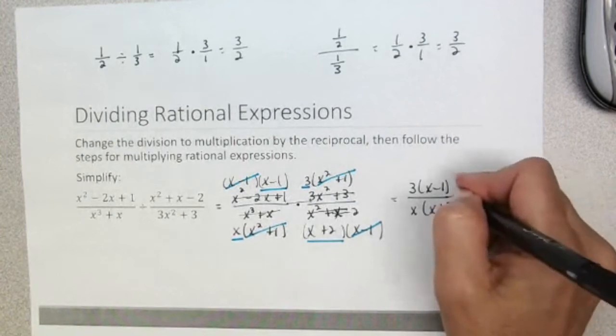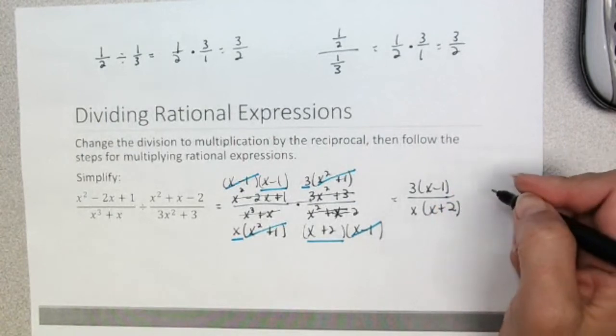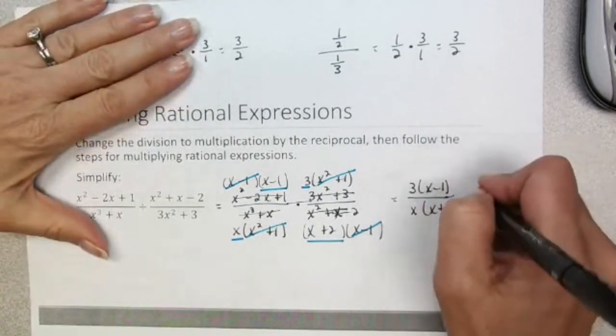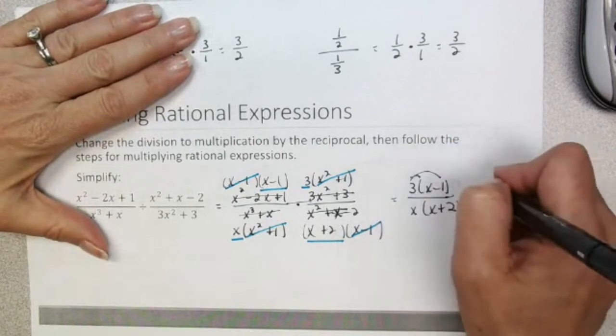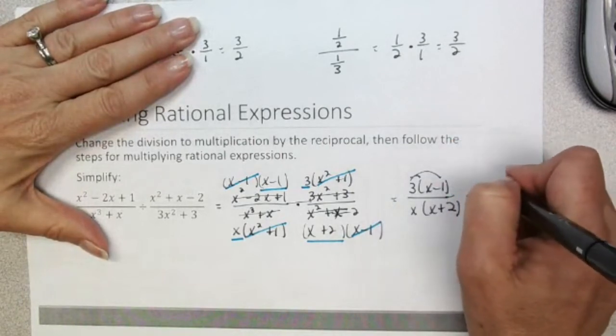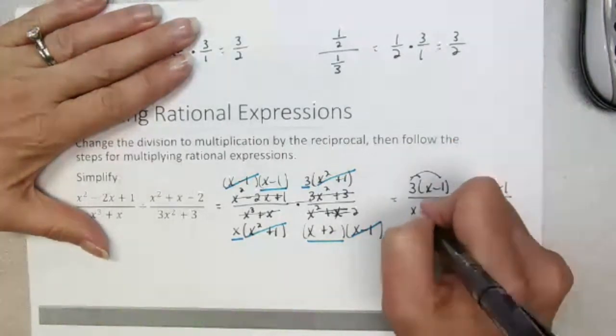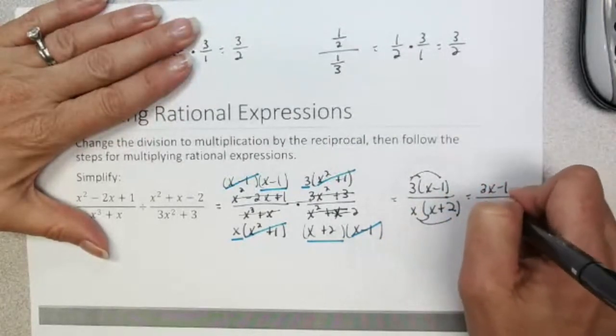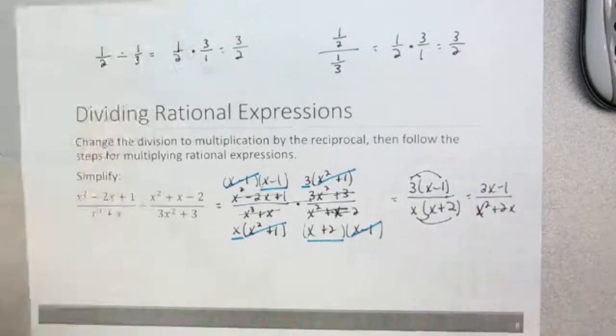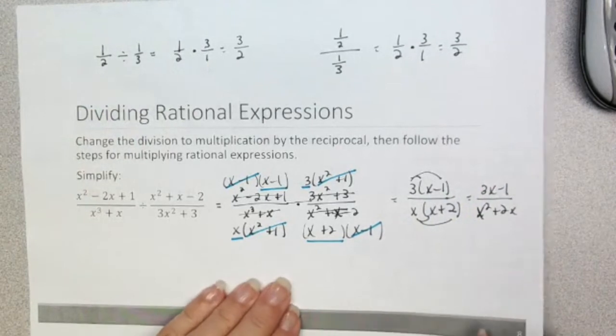Now, I don't mind if you leave that in the factored form there. I think my open math accepts those answers, but if you wanted to pretty that up a little bit, you could redistribute and write this as 3x minus 1 over x squared plus 2x. Either one of those is perfectly fine.